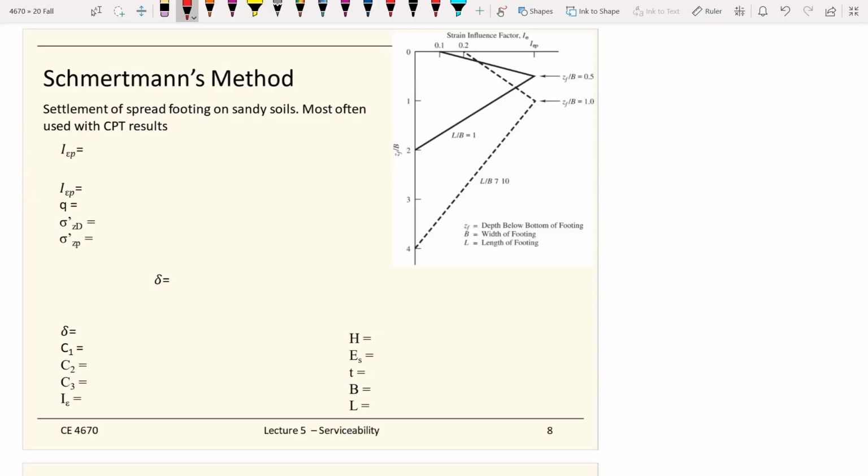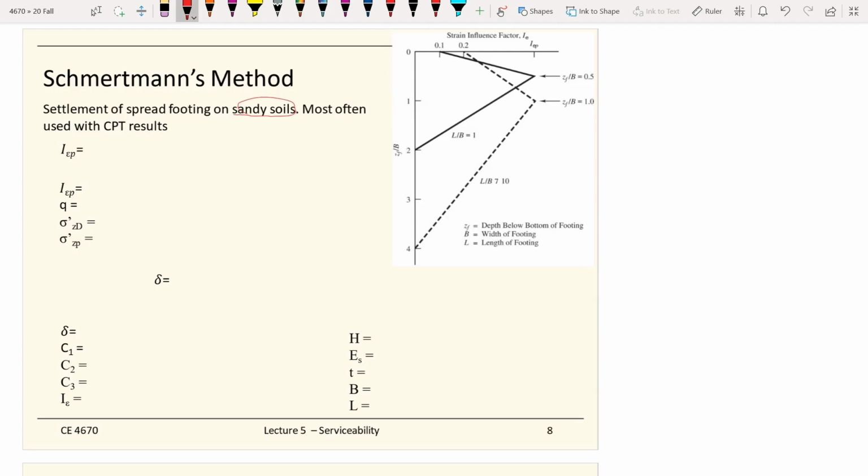So next, the Schmertmann's method. This method works very well for sandy soil. So when you have sand profiles and you want to do immediate settlement assessments, the Schmertmann method is the way to go, versus the previous one, the Mayne and Poulos 1999 method, which works well for clay soils.